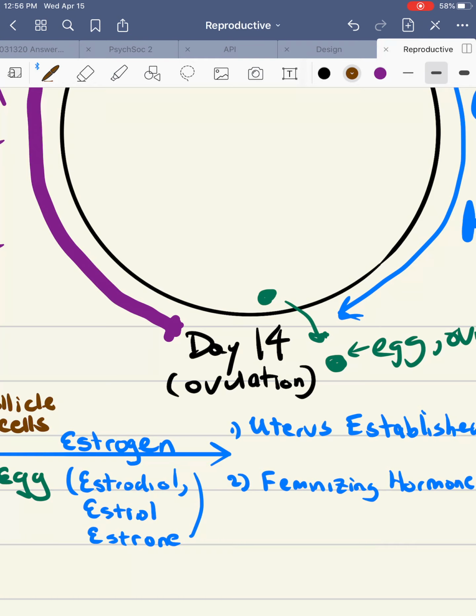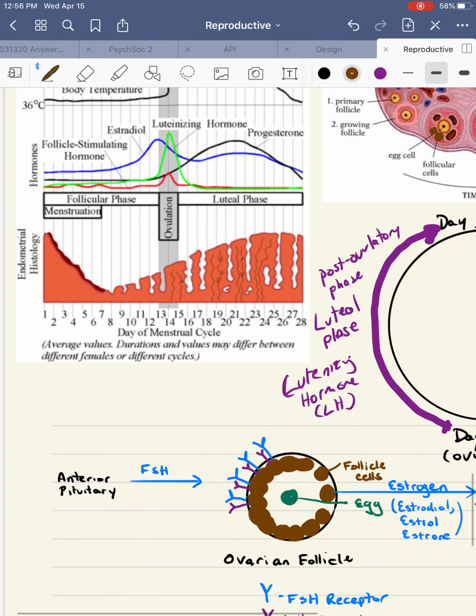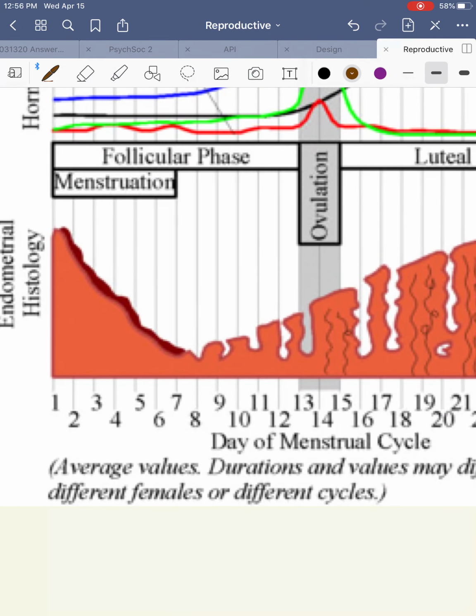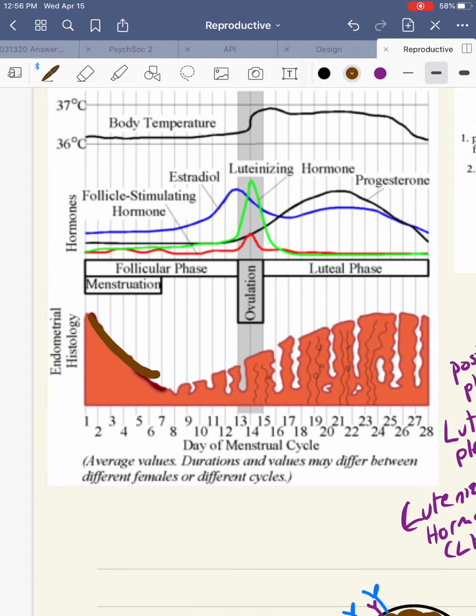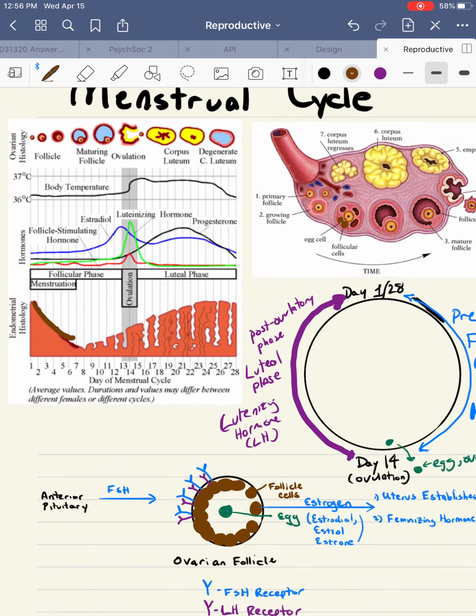What's the purpose of estrogen binding onto the uterine lining? Well, it's going to help establish the uterine lining. It's going to make this uterine lining very thick. Because think about it, the whole purpose of this menstrual cycle is to prepare a woman in case there is childbirth, in case there's pregnancy.